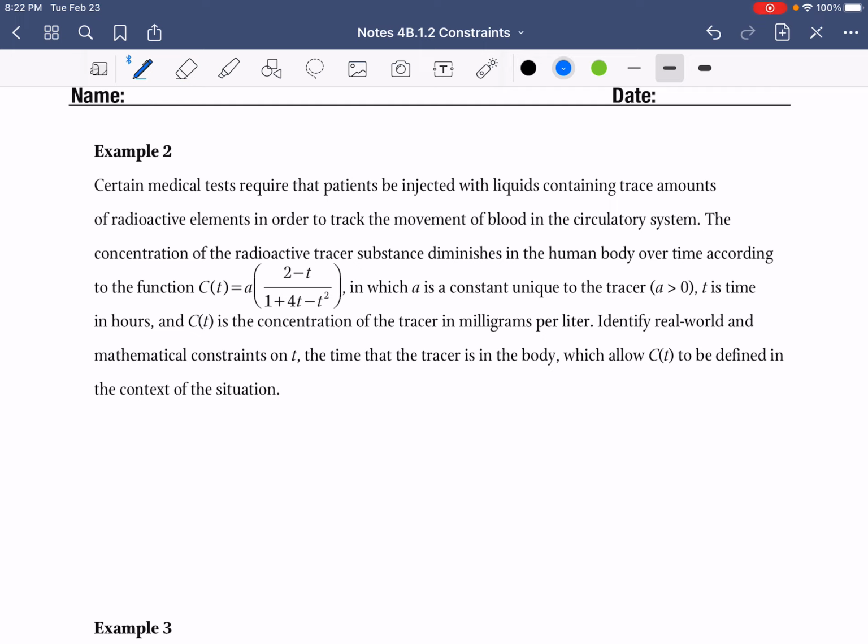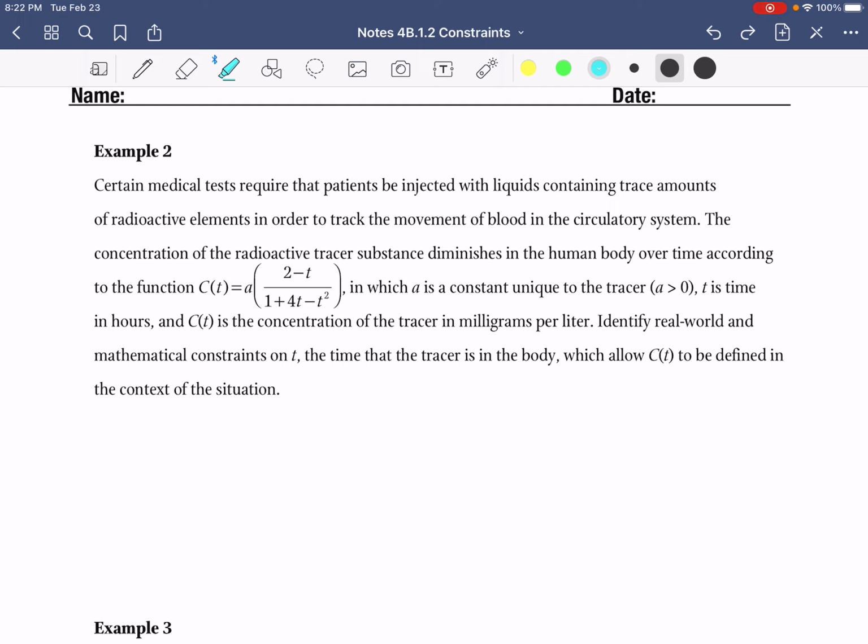It says the concentration of the radioactive tracer substance diminishes in the human body over time according to the function C of t equals A, parentheses 2 minus t divided by 1 plus 4t minus t squared, in which A is a constant unique to the tracer, it just has to be greater than 0. T is the time in hours, and C of t is the concentration of the tracer in milligrams per liter. Identify any real-world and mathematical constraints on t. The time the tracer is in the body, which allows C of t to be determined in context of the situation. All right, so what they're saying is, any real-world scenarios, okay?